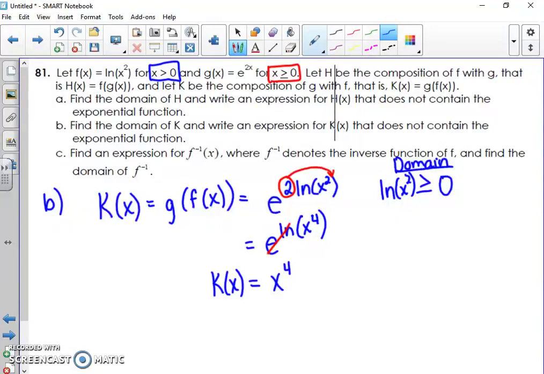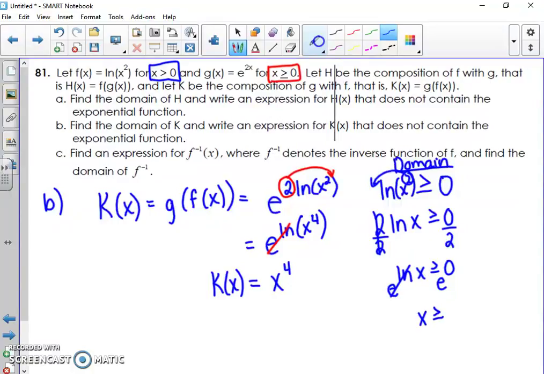What I'm going to do is I'm going to pull this 2 outside, which gives me 2 natural log of x is greater than or equal to 0. I can divide both sides by 2. So I get natural log of x is greater than or equal to 0. And then I'm going to raise both sides to be the power of e, which is going to cancel out your natural log here. x is greater than or equal to e to the 0 power, which is going to be 1, because anything to the 0 power equals 1.